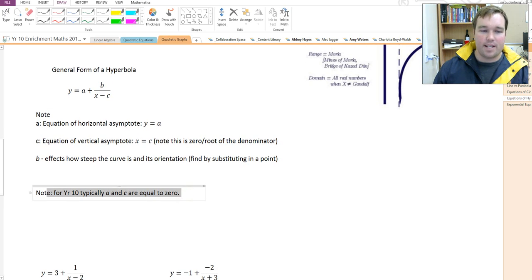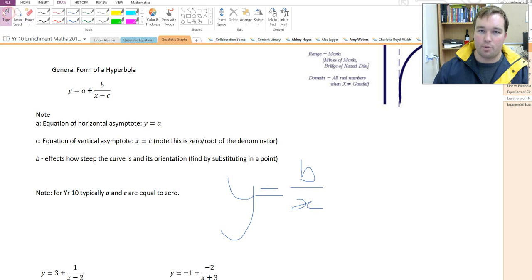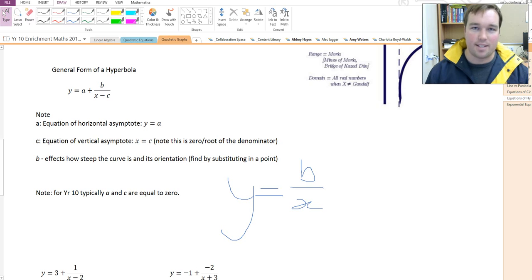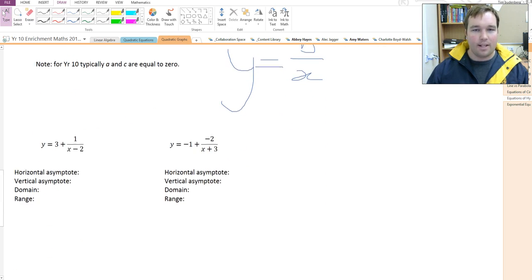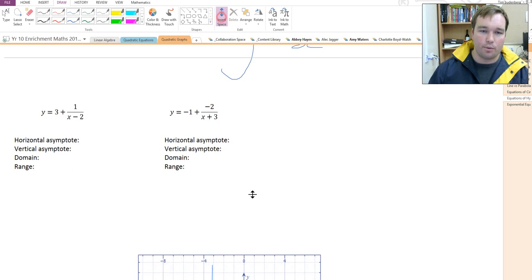Now note, for year 10, typically A and C are 0. So really, most of the time this year you're going to be seeing equations that look like this. And that's it. We don't concern ourselves too much with the others now because we're just getting a taste of these. And they won't form a big part of this topic. But let's have a quick look at the graph of a couple more.